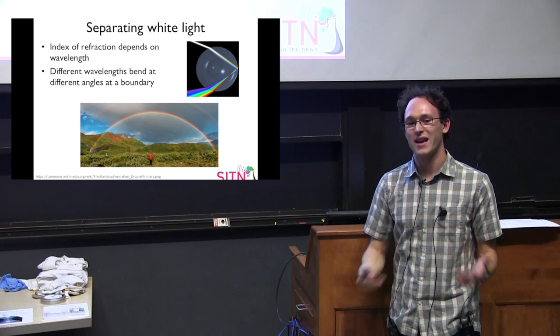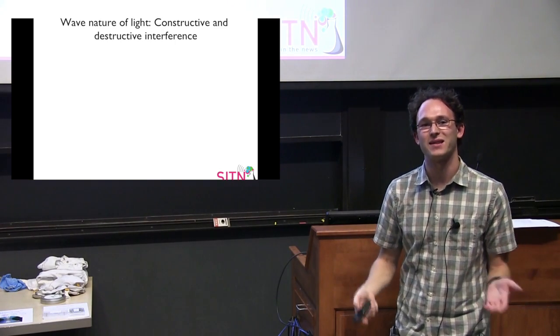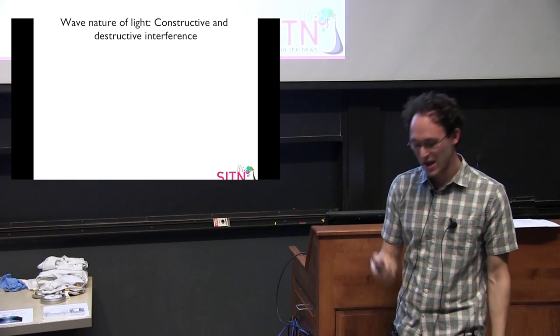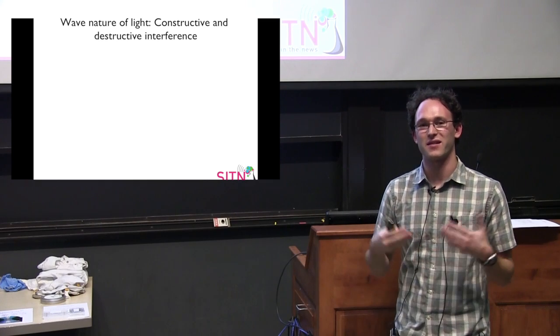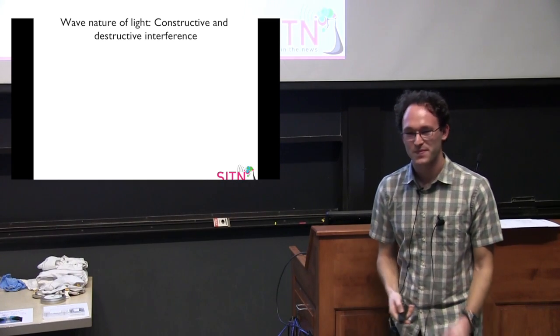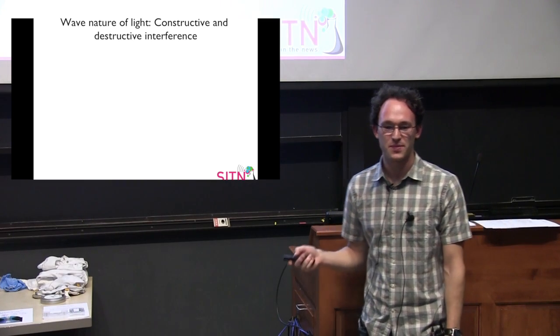So I've talked about how light interacts in matter, how matter bends light and separates out white light into its constituent colors. But as I said, light is a wave, and waves can actually influence each other. They interfere with each other. And this is known as constructive and destructive interference.